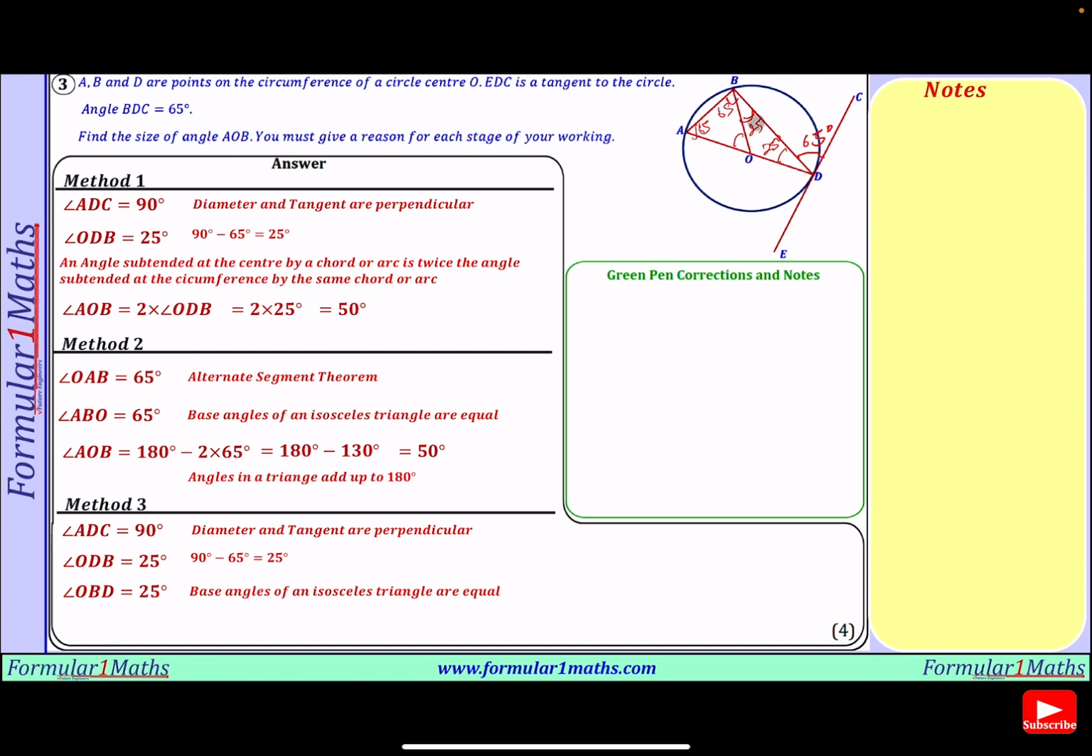So now that I know that this is 25 and this is 25, I can add these two, take it from 180 to get this angle here, angle BOD. So angle BOD will be 130. I also know that angle BOD and angle AOD are on a straight line. And the angles on a straight line add up to 180. That means I can take this angle here, which is 130, from 180 to get angle AOB. So if I do that, I'll get 50, and that is the last method.